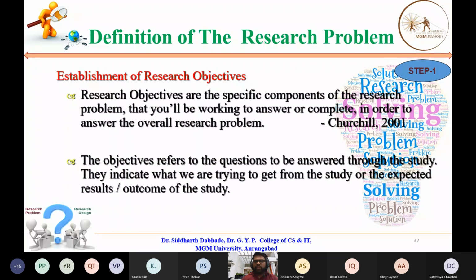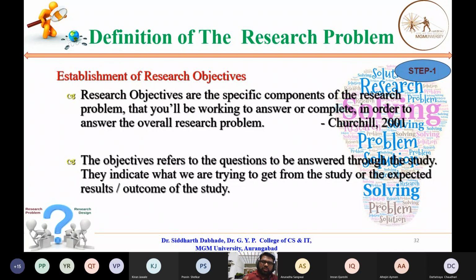Once you have set the objective, one of the very famous definitions was given by Churchill in 2001. Research objectives are the specific components of the research problem that you will be working to complete in order to answer the overall research problem. So you need to give the answers to the overall research problem. Another one: the objective refers to the questions to be answered through the study. It indicates what you are trying to get from your study, that is, the expected output once your study has been completed.